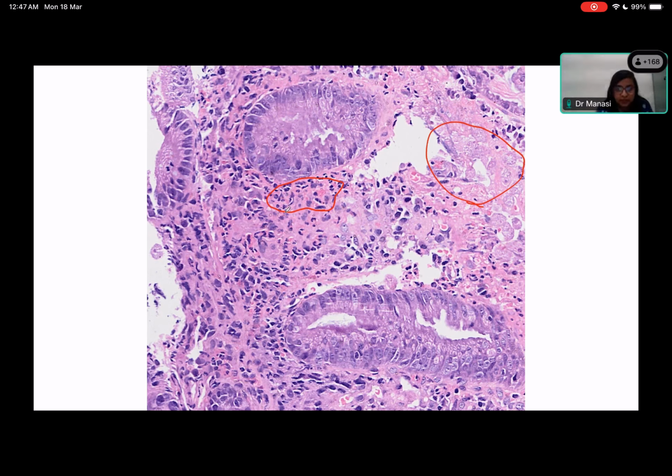Eosinophils and neutrophils. So there are neutrophils here also and eosinophils in this inflammatory infiltrate. And of course, there are plasma cells and lymphocytes. And then we come back to these structures in the big circle. What are these?